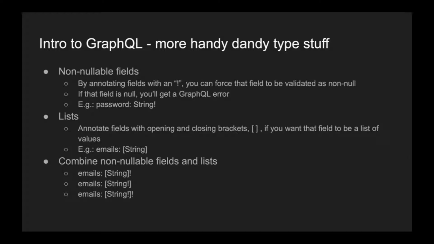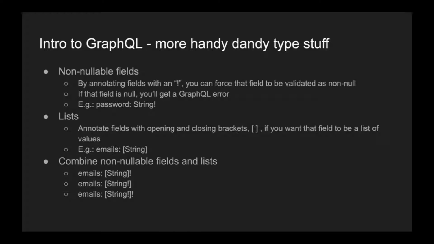To talk a little bit more about GraphQL types, what's also cool is that you can define what fields should be non-nullable. That means that field should never be null, and if it ever is null, then GraphQL will throw an error. The way we define a non-nullable field is by using the exclamation point. I have an example right here. You could say password is a string and it's non-nullable. Every user should have a password, for example, and if the user somehow doesn't have a password, then there's probably a problem.